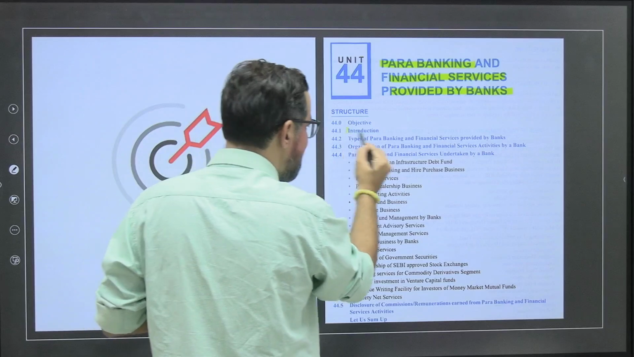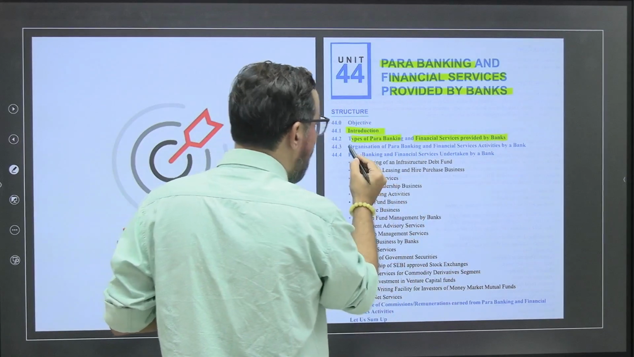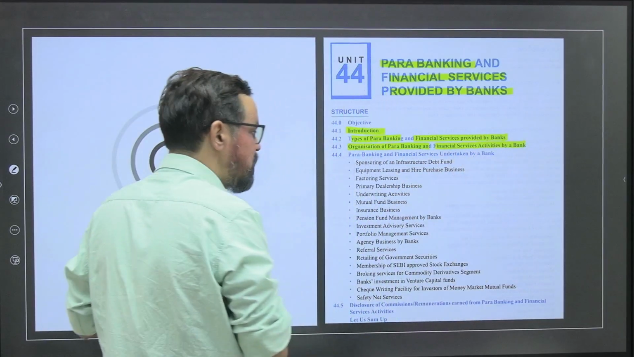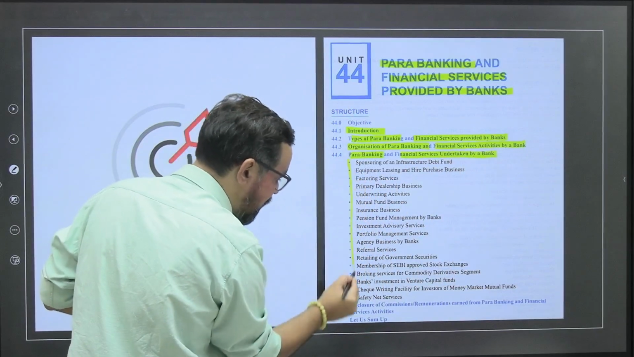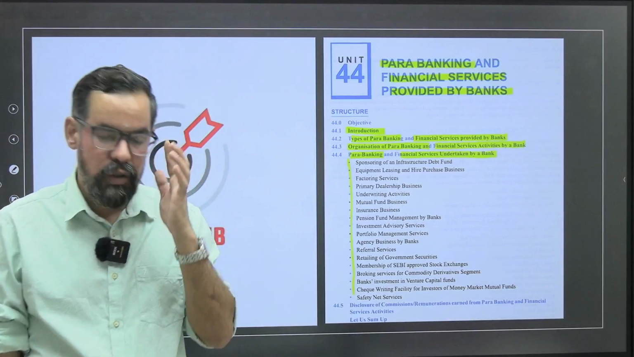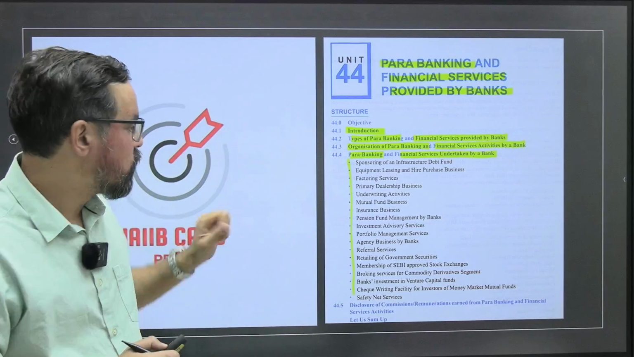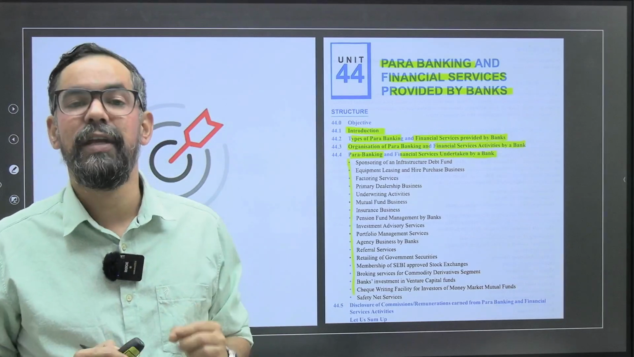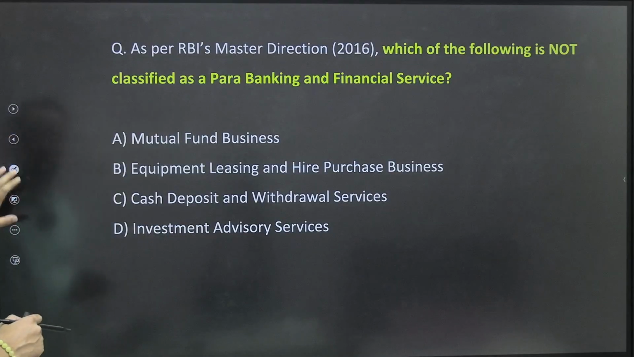ठीक है? So basic introduction, type of para banking and financial services provided by bank, organization of para banking and financial services activities by bank. So para banking and financial services, this is the entire list. Okay. So now with the help of questions or MCQs, we are going to discuss these in very detail, right? तो बहुत डिटेल में आपका इनको समझेंगे और इनसे रिलेटेड जो एस्पेक्ट्स हैं उनको काफी डिटेल में पढ़ने की कोशिश करेंगे. So start करते हैं with very first question on your screen, guys.